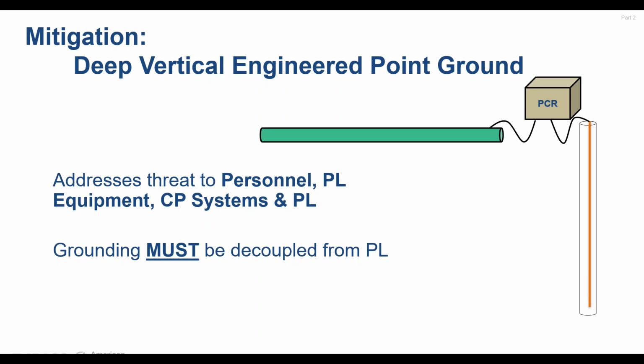When we talk about engineered grounding systems, there are a number of grounding systems that we might employ. The one that I'm trying to depict here is just a deep vertical point ground. So we want to use these engineered grounding systems to go after threats to personnel, pipeline equipment, our CP systems, and our pipelines. So you can see these engineered grounding systems are designed to address those 4 areas of risk that we've identified. Now remember, our deep vertical point grounds must be decoupled from our pipeline. So you'll be sizing those decoupling devices depending on the location that you're working in.